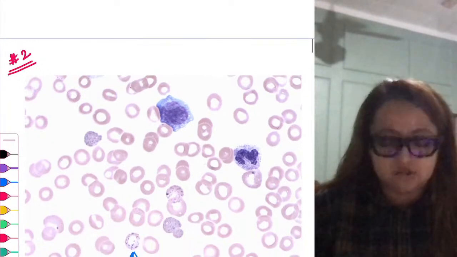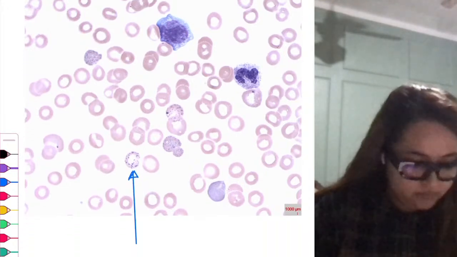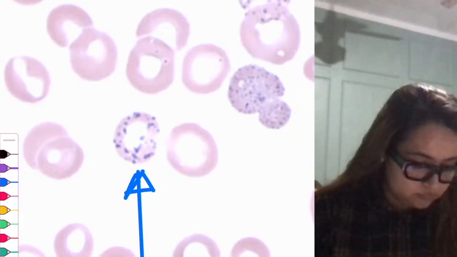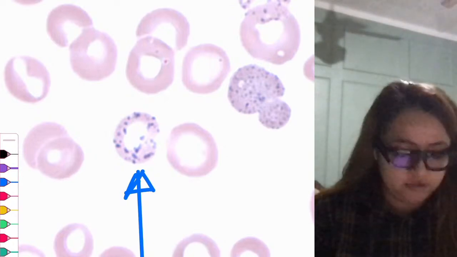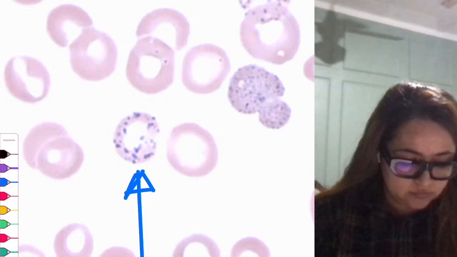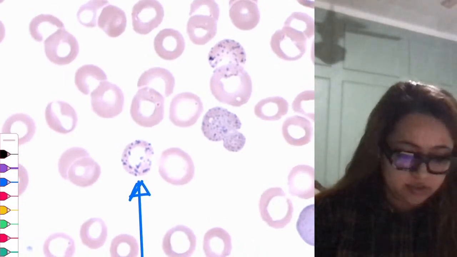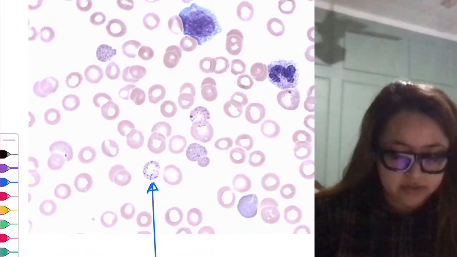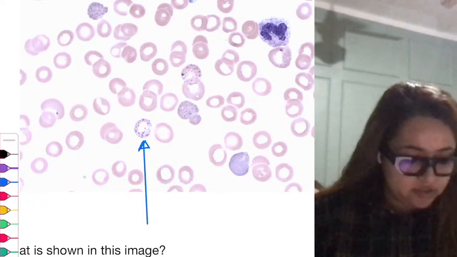So look here. What is this? What is shown in this picture? Let me zoom in. Can anyone tell me what is shown here? Look at the picture. Yes, Dr. Sanju, you gave the right answer. Akash, here we are talking about basophilic stippling. Remember, this is the picture that shows basophilic stippling.